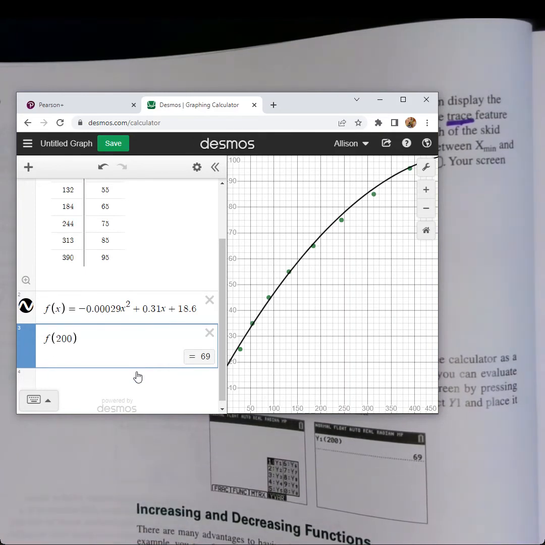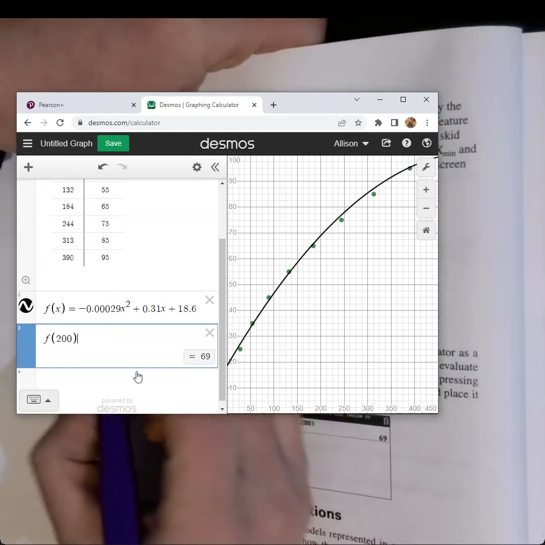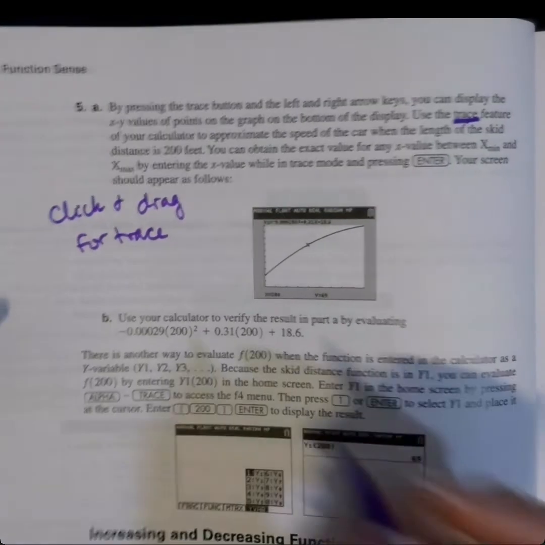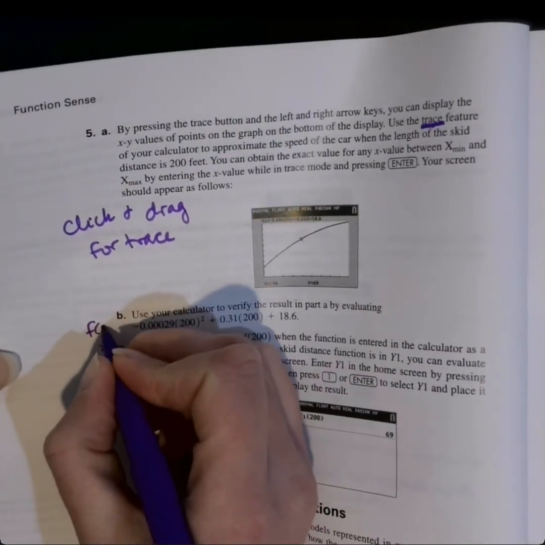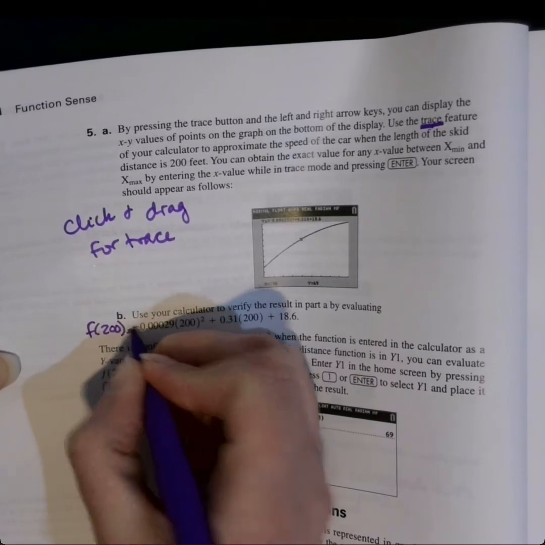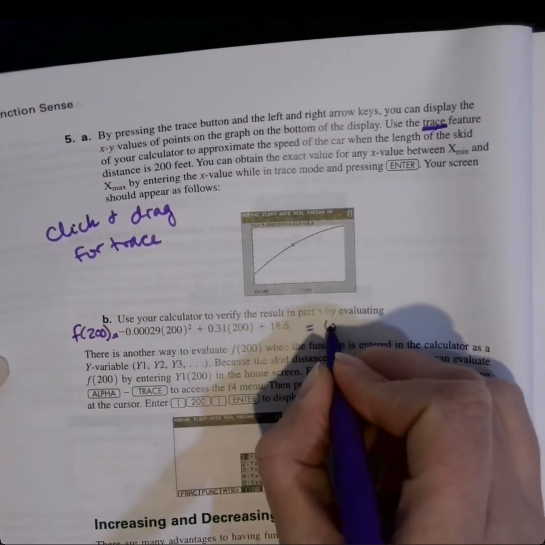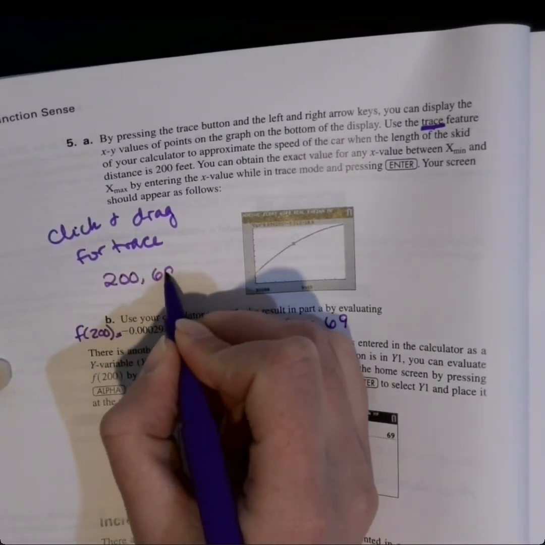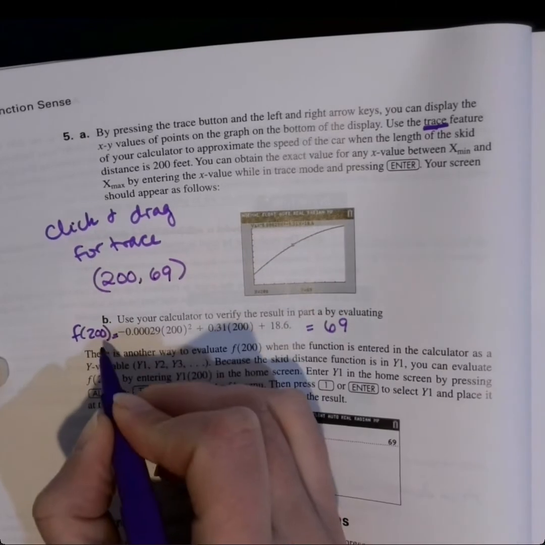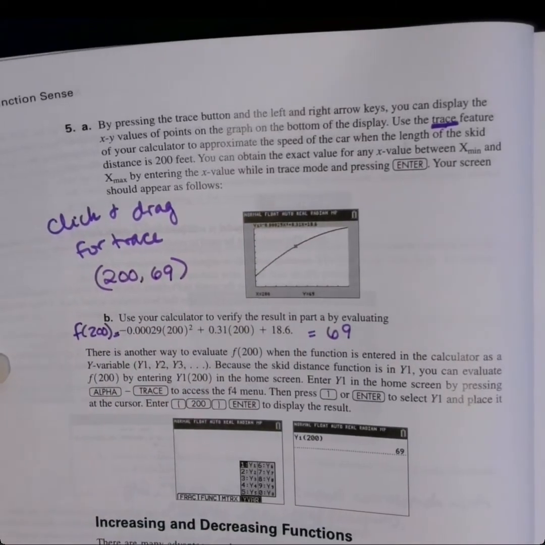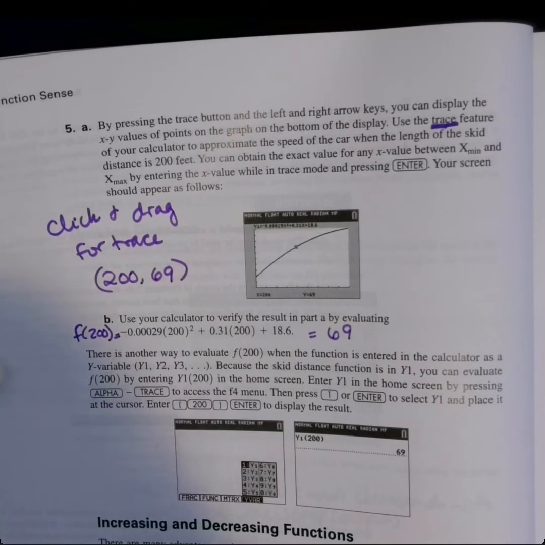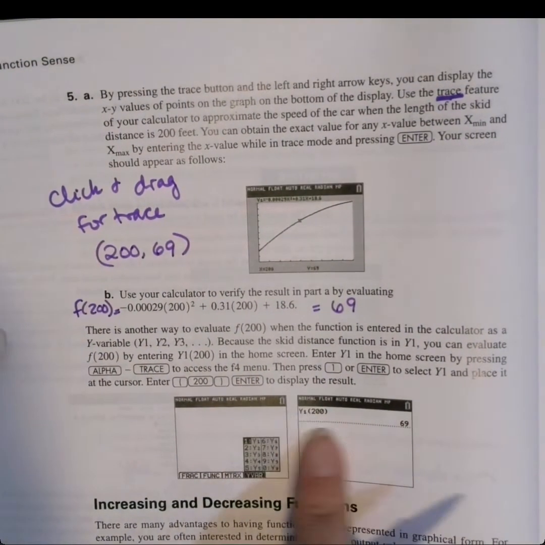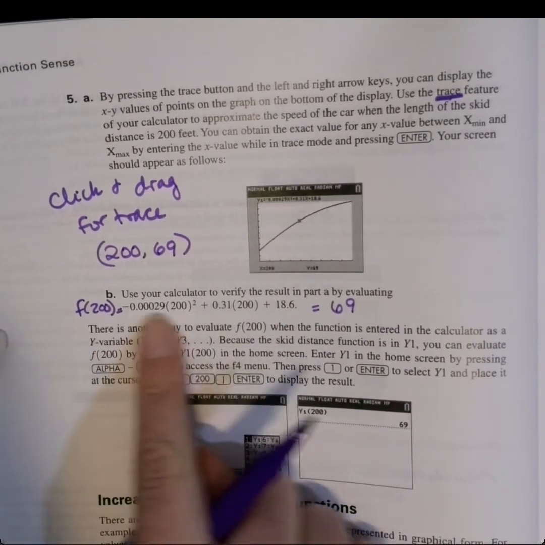So the other way to do it is to evaluate f of 200, because all you have to do is type f of 200 and it gives you that 69. So 200 comma 69 came out as our ordered pair, and when we plug in 200 we get 69 as well. All right, one more way. This is their function evaluation way. This would have been just typing it by hand manually.